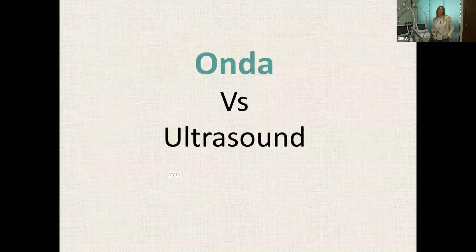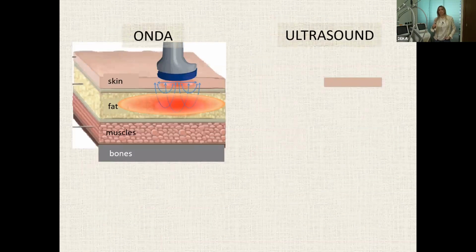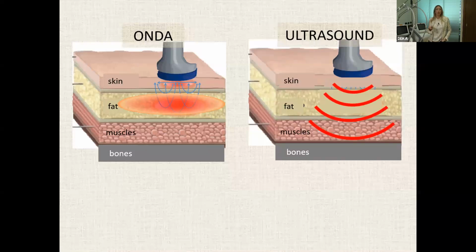Another comparison is Onda versus ultrasound. So as I said before, with Onda, we always stop in the fat layer. It's impossible to cross the fat layer and filter through it going down. So no damage to muscle, no damage to organs. While with ultrasound, we don't know where the energy stops.